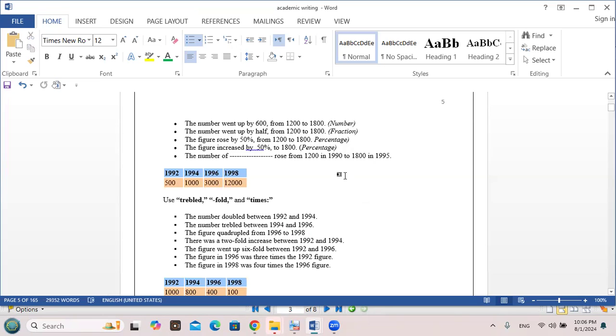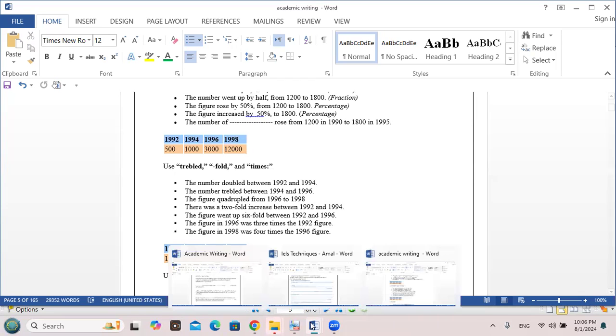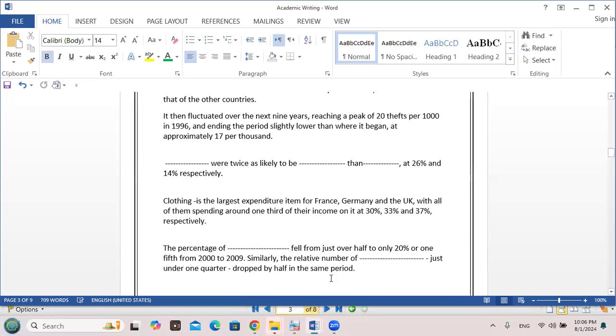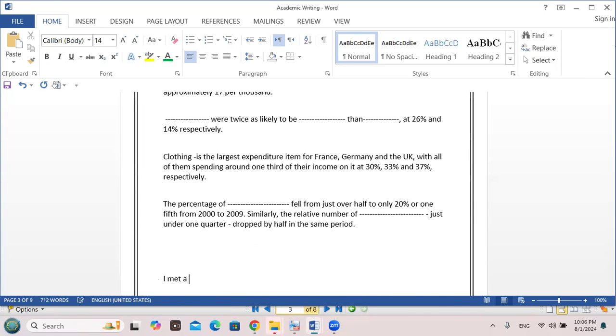Yes, Mahmoud? Miss Amal, could you please explain to us complex adjectives? Compound adjective. I'm sorry, compound adjective. I will give you an example. Like here, you see this one? If I said, I met, let's say, a 10-year-old girl. You got it?